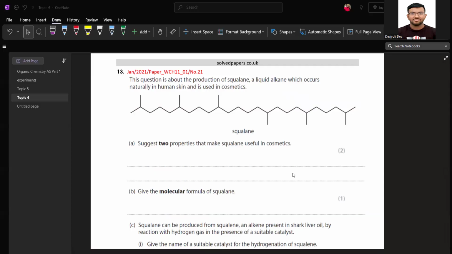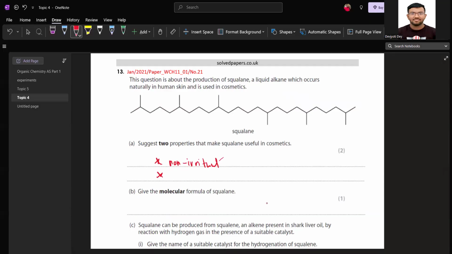Okay, first of all, they have given you some idea, suggesting two properties. Now, cosmetics, we use this on skin, right? So we can say it. What are the two most suitable properties which will allow us to use it on skin? Well, we can say it is a non-irritant, because if it was an irritant and when you would have applied it on our skin, it would have turned red.